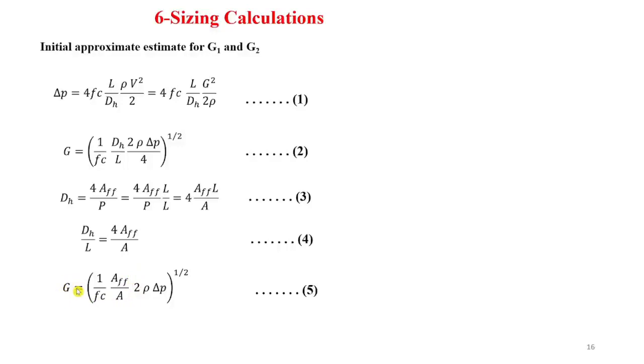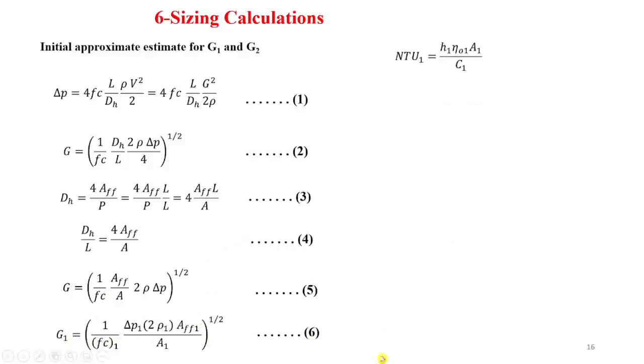Equation number 6 actually, equation number 5, I'm sorry, is written in general, and equation number 6 is written for the mass velocity for side 1. We need to get rid of, as we said, the heat transfer area.